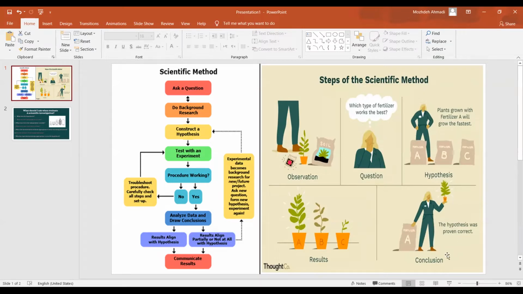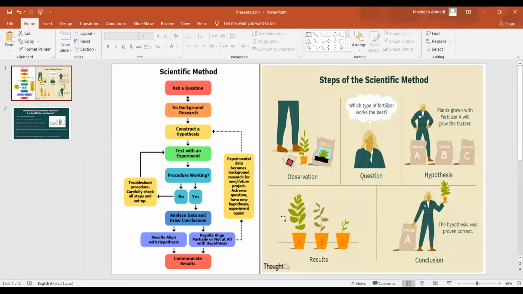Okay, and then I do the experiment step by step, and I get the conclusion, and the hypothesis was proven correct. It means that I used 3 types of fertilizer, and the plants that I used fertilizer A on are much taller than the other ones. So I get the conclusion and I say that fertilizer A works the best, right?